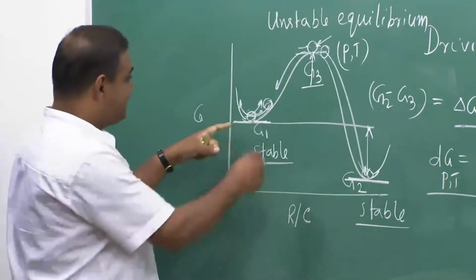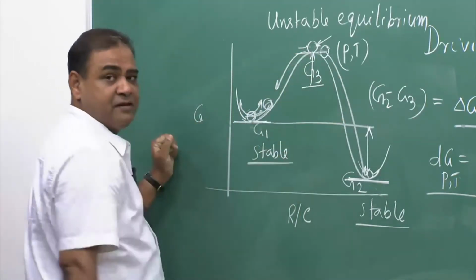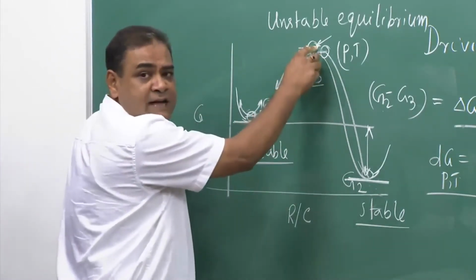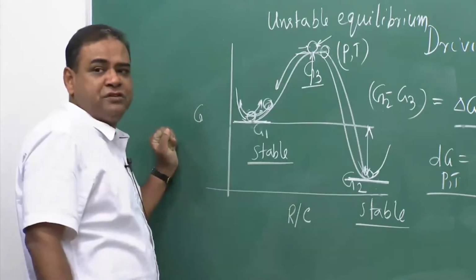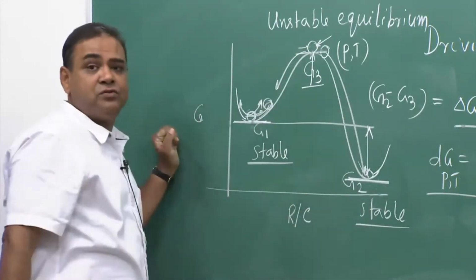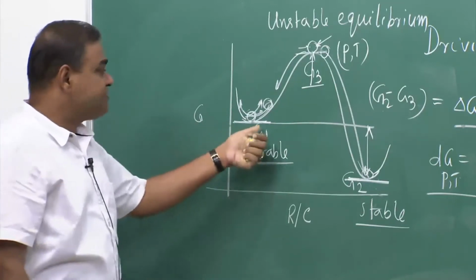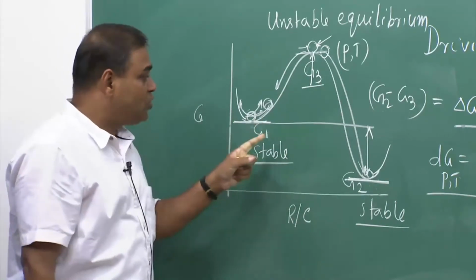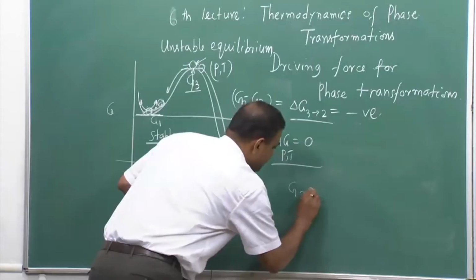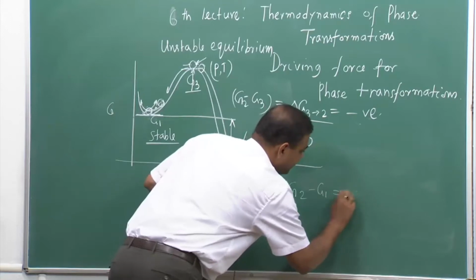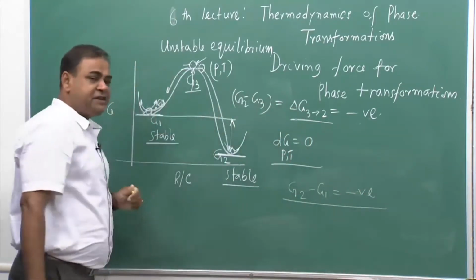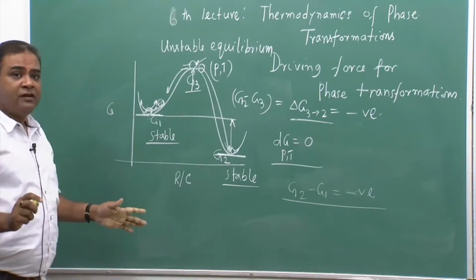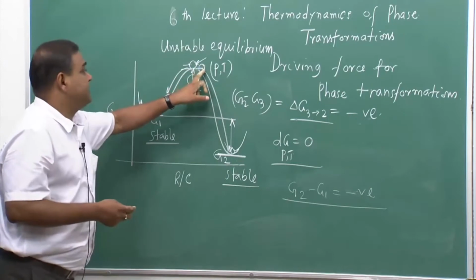Now, there is a barrier. The ball has to be taken to this point, and then it is to be given a little push, then the ball can go spontaneously to this. Now, in this situation, though there is a spontaneity, that means G2 minus G1 is negative, so there is a spontaneity, but this spontaneity is not a complete spontaneity like what we had here.